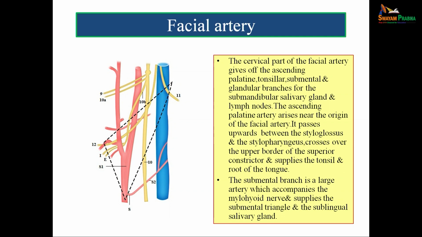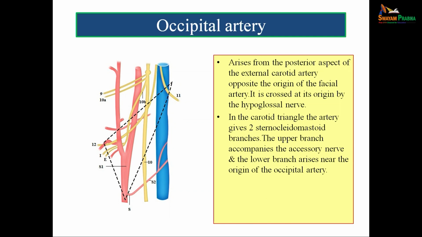The cervical part of the facial artery gives off the ascending palatine, tonsillar, submental, and glandular branches for the submandibular salivary glands and lymph nodes. The ascending palatine artery arises near the origin of the facial artery. It passes upwards between the styloglossus and the stylopharyngeus, crosses over the upper border of the superior constrictor, and supplies the tonsil and root of the tongue. Then the submental branch is a large artery which accompanies the mylohyoid nerve and supplies the submental triangle and the sublingual salivary gland. So that was about the facial artery, which is a tortuous artery.